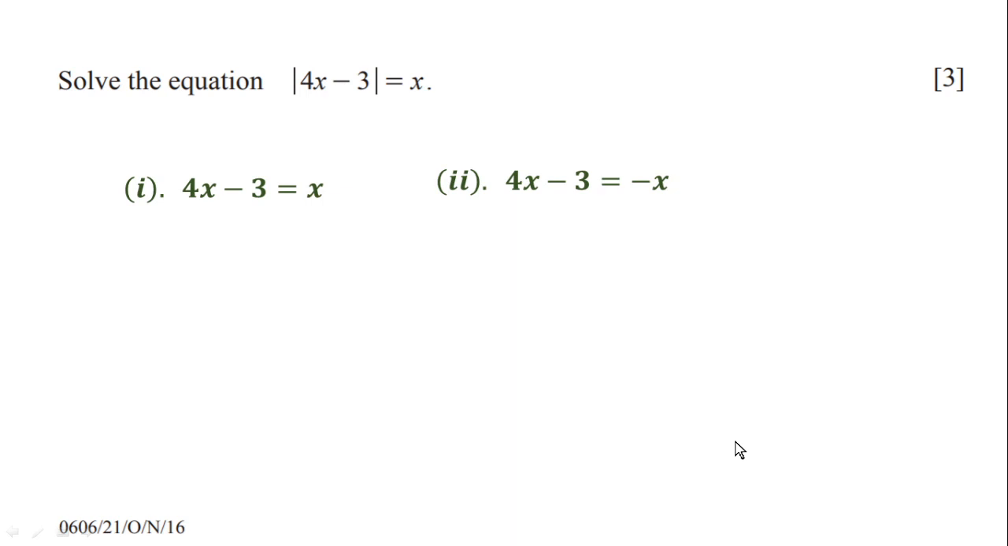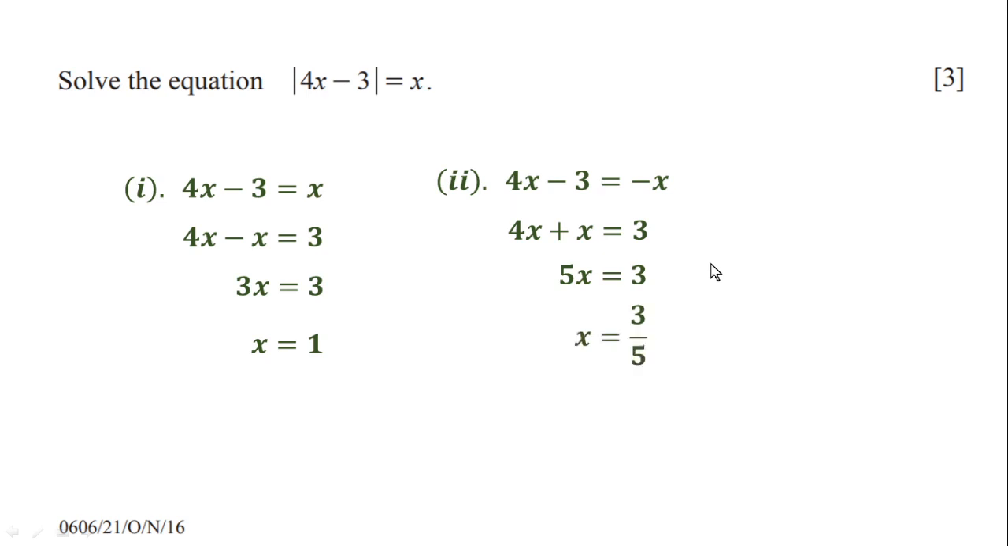So if I have this, I'll have 4x minus x is equal to 3. The first solution will suggest that it becomes 3x is equal to 3, then x is equal to 1. The second solution will suggest that it becomes 4x plus x is equal to 3, and it will become 5x is equal to 3, therefore x is equal to 3 over 5.